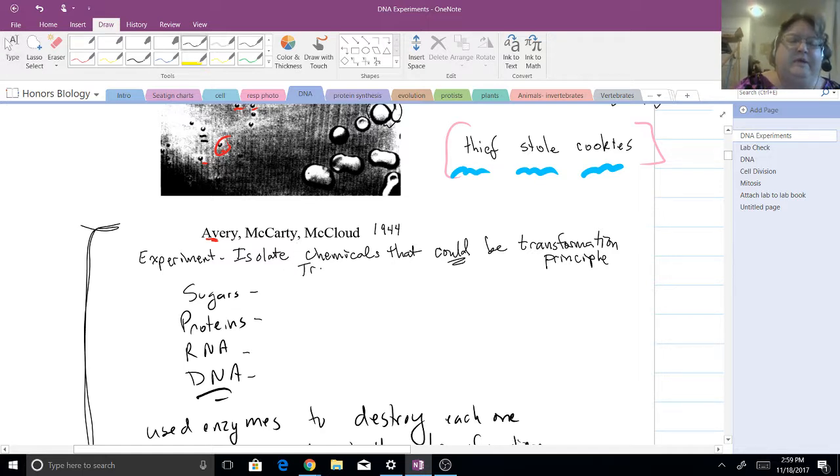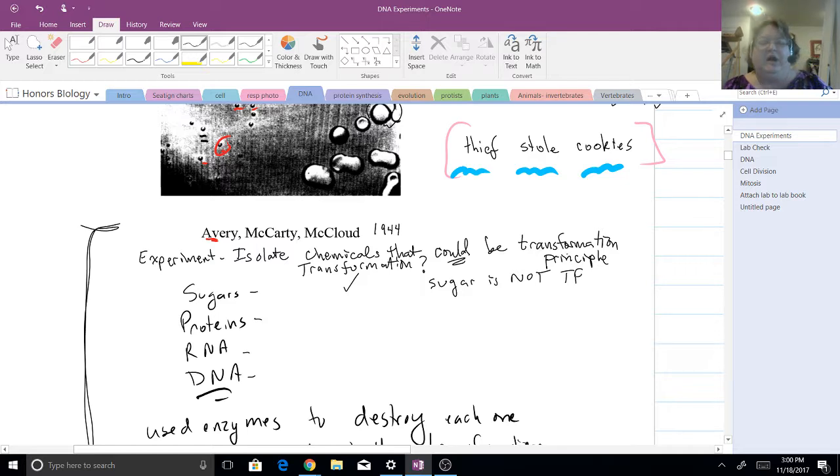So up here, I'm just going to put transformation, and I'll put a little question mark. Does it still happen? And so they used enzymes that can break down sugars. And if sugars are the molecule that cause the transformation, if we get rid of them, then we should not see transformation. Well, indeed, we still see transformation. Transformation happened. So sugar is not the transforming principle.